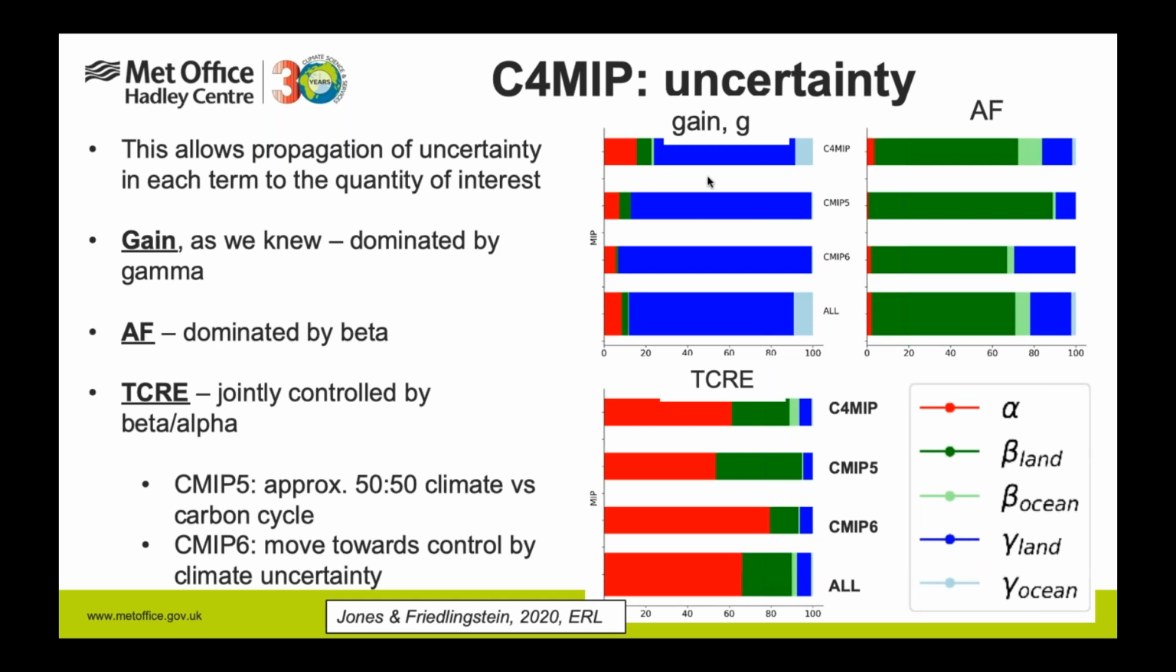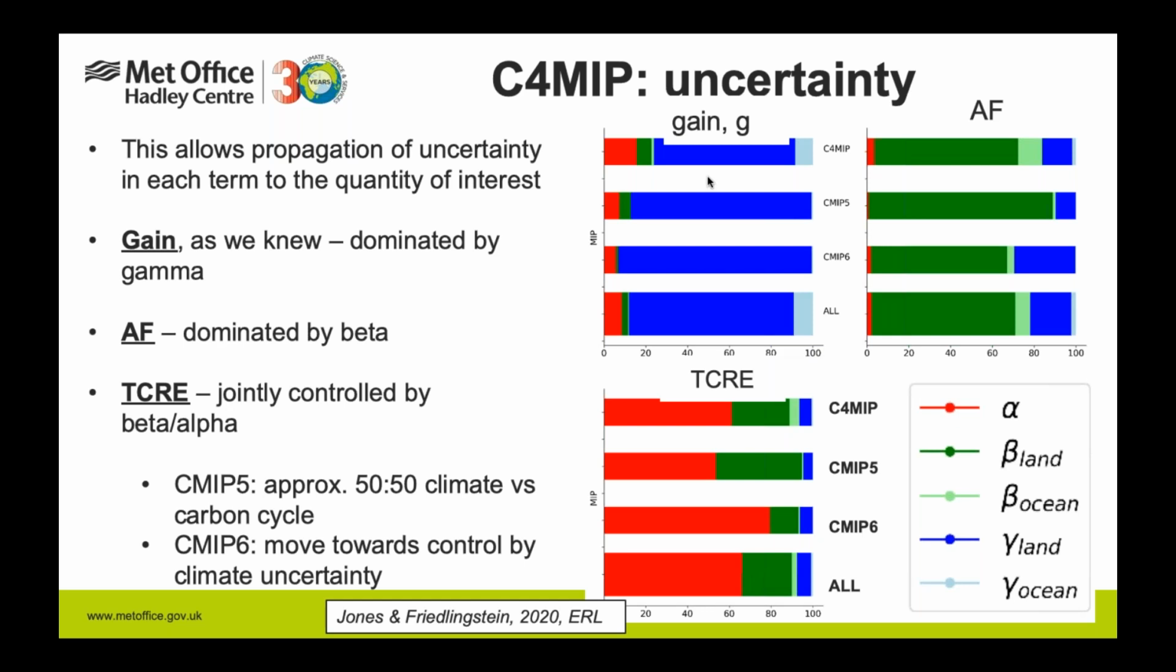And I think that's been a bit of a red herring for a while. If we want to know more about the airborne fraction, so how much more of our emissions stay in the atmosphere, the airborne fraction uncertainty is dominated by beta. So it's actually the drivers of the sink to start with that are the big uncertainty.